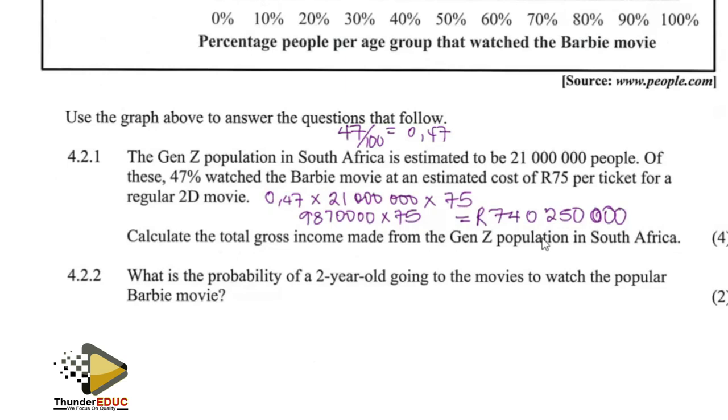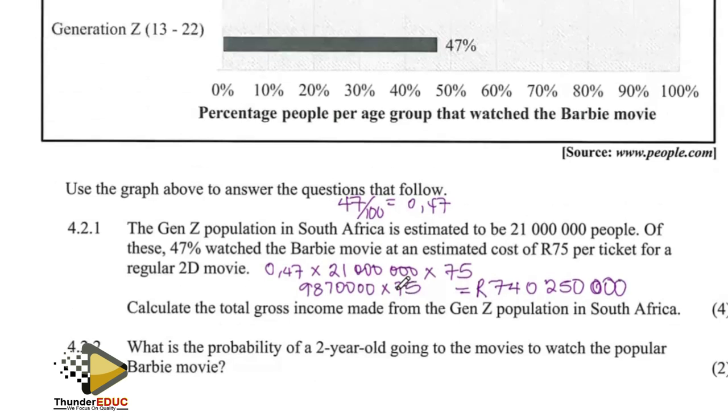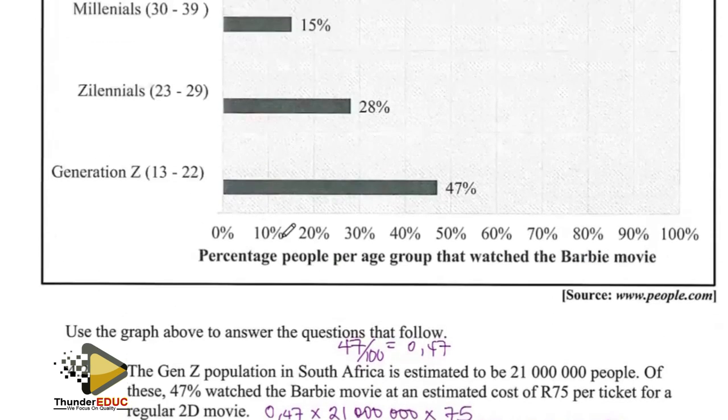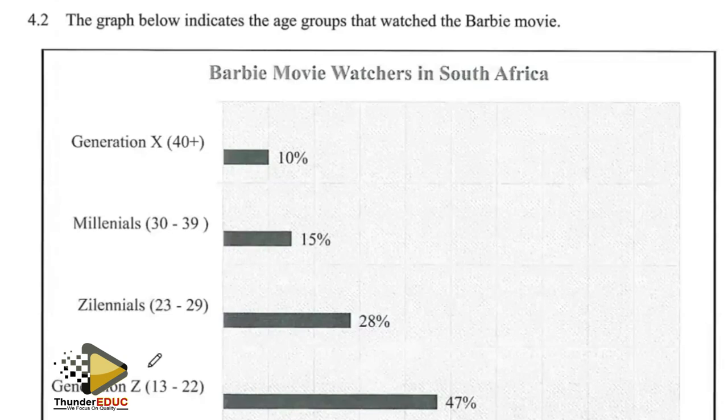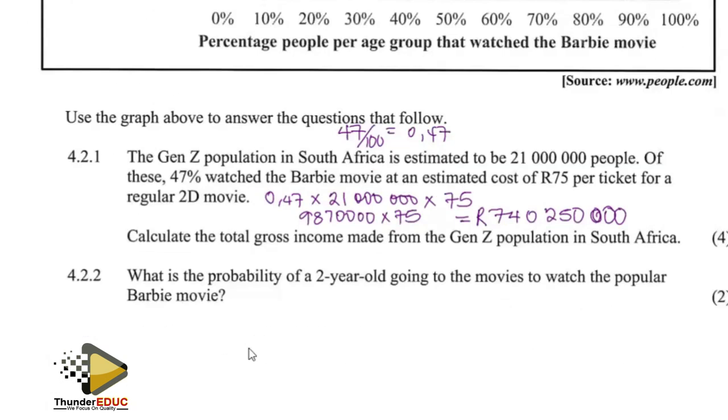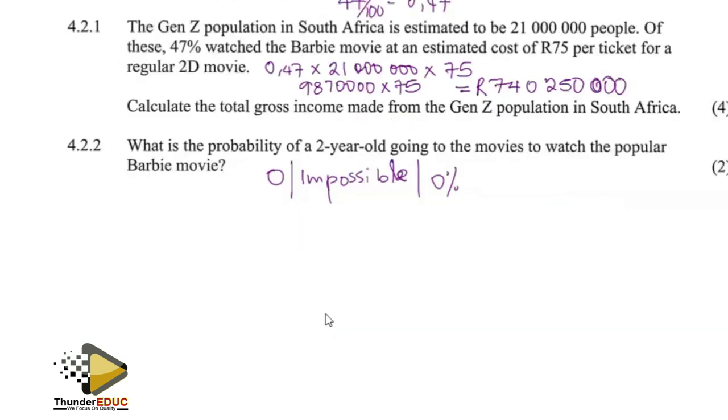What's the probability of a 2-year-old going to the movies to watch the popular Barbie movie? Here, we see we don't have any age there. So here we shall end up saying it's 0. Yes, it's 0. Some other people said it's impossible. The moment you say impossible, you're looking at likelihood. We are looking at probability. Some others said 0%, which is okay.